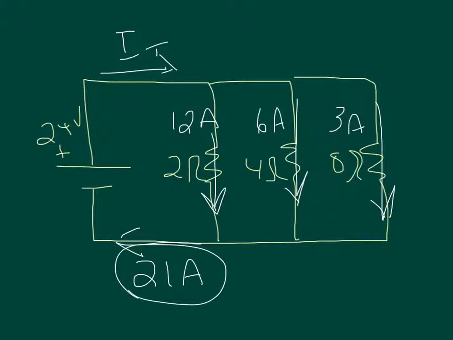They're taking over. They're worldwide. It's 21 amps there. It's 21 amps there. And then they split up when they go through the challenges. 12 took the easy way out and went through the 2 ohm resistor. 6 went through the 4 ohm resistor. And 3 went through the 8 ohm resistor.